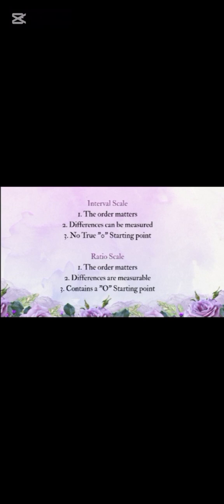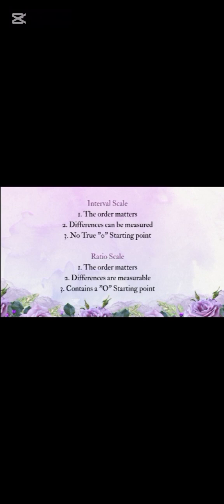Now we will know about the interval scale and ratio scale. In the interval scale, data is ordered and differences between the values are meaningful, but there is no absolute zero. The example of interval scale is temperature in Celsius or Fahrenheit, like 30 degrees Celsius is 10 degrees hotter than 20 degrees Celsius, but 0 degrees Celsius doesn't mean no temperature. It's just another point on the scale.